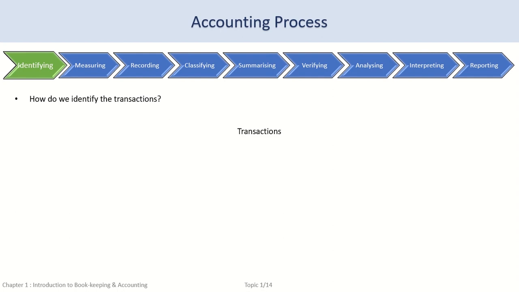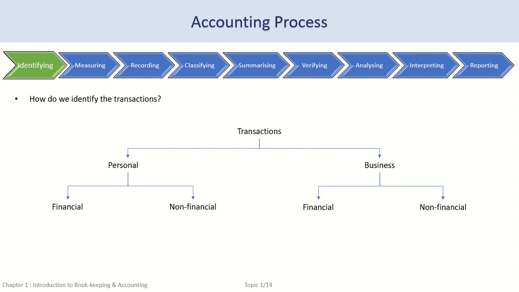Transactions or dealings between persons can be broadly classified into two types: personal and business transactions. Each type can be further subdivided into financial and non-financial transactions. In accounting, we are not concerned with personal transactions. Personal transactions are not to be recorded in the books of accounts. We only record business transactions. Now our scope is clear. Always remember that we record business related financial transactions only.